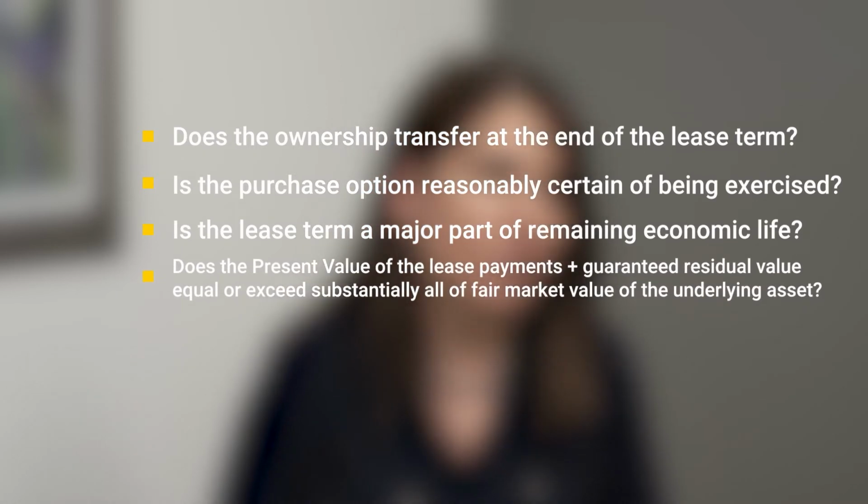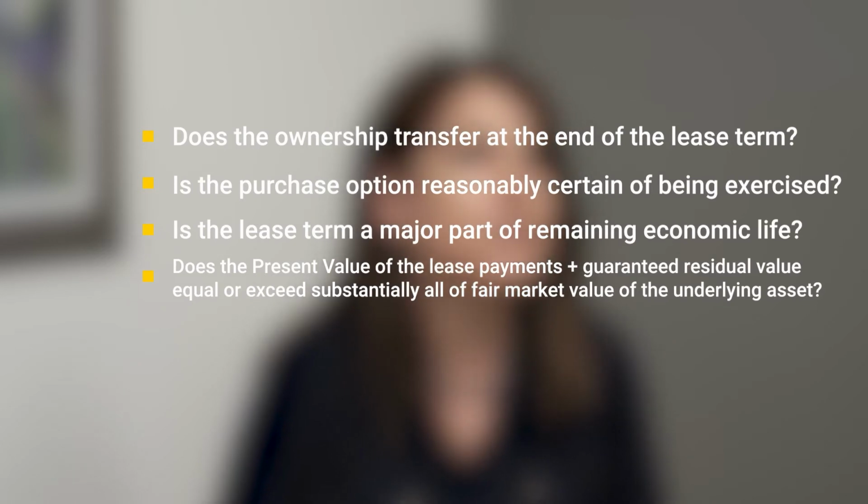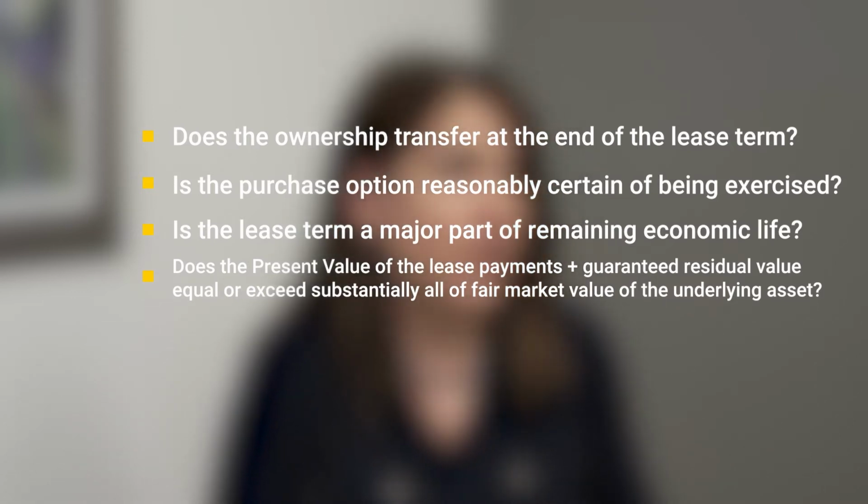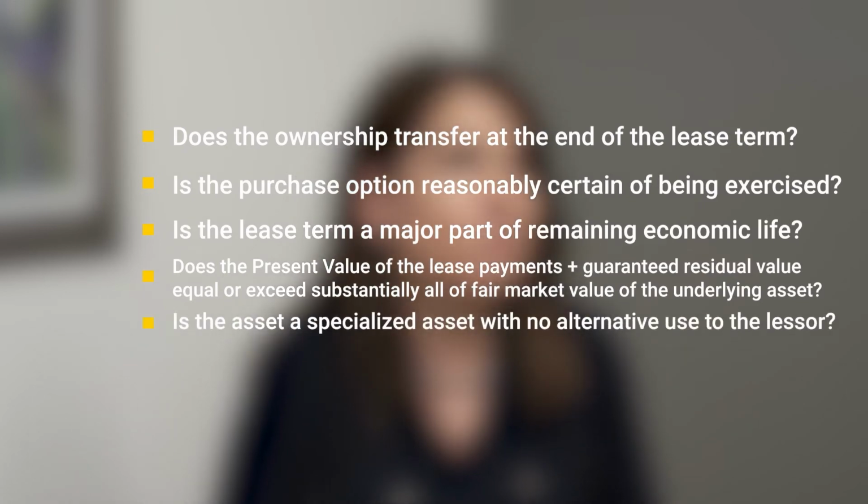Does the present value of the lease payments and guaranteed residual value equal or exceed substantially all of the fair market value of the underlying asset? The old standard defined this as 90% or more. In the new standard, the exact amount is not specified, so here the entity has to use some judgment. Is the asset a specialized asset with no alternative use to the lessor? If all the answers are yes, we have a finance lease. If any of the answers are no, we have an operating lease.